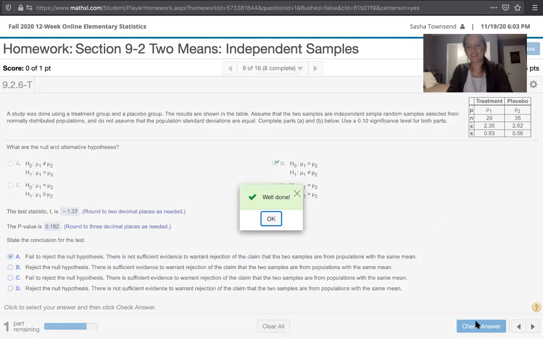We can't say that we accept that the claim is true, but we can say that we don't have sufficient evidence to reject it, in much the same way that we're saying that we can't accept the null hypothesis, but we can fail to reject the null hypothesis.